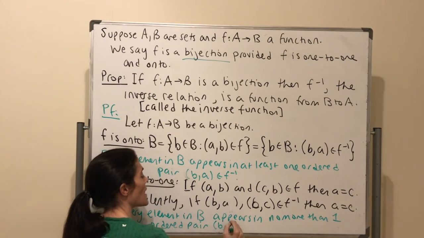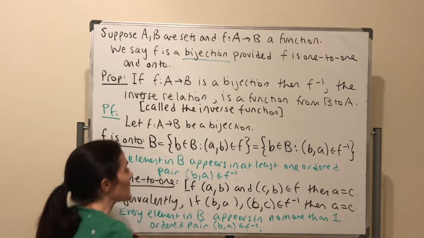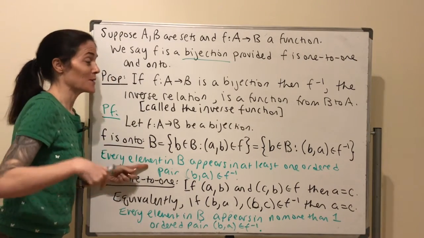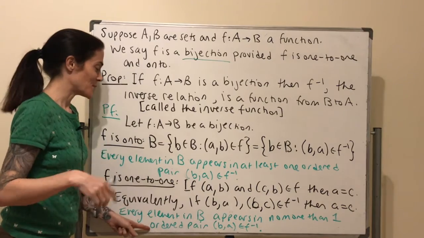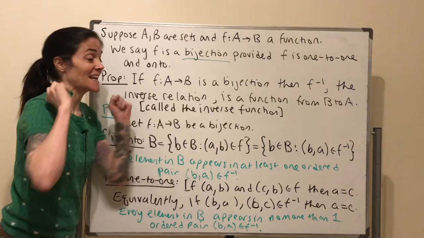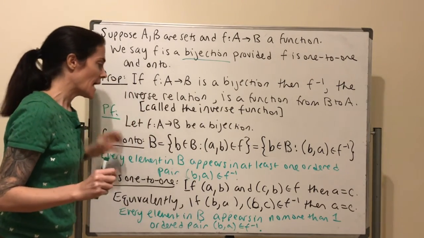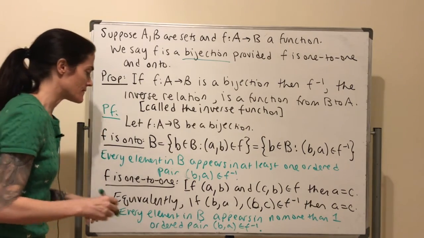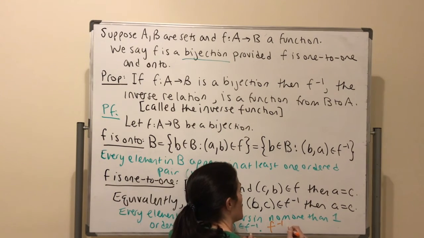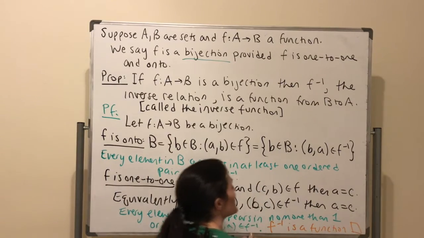Say B comma A in F inverse. And well, this was similar to what we talked about in the last lesson. If every element appears in at least one, and every element appears in no more than one, together every element B appears in exactly one ordered pair, B comma A in F inverse. And this says that F inverse is a function. This is our conclusion. This is what we have proved here.